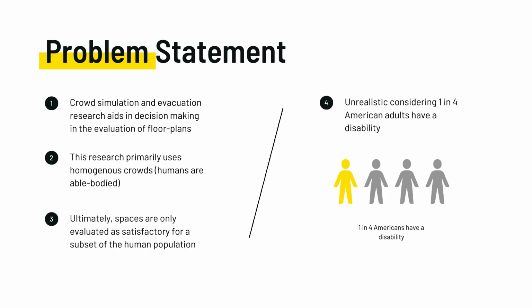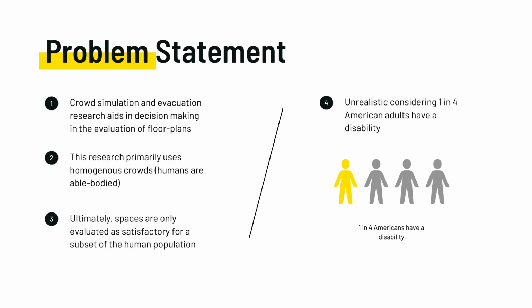So what is the problem? In crowd simulation and evacuation research, it really aids in the decision-making process for evaluation of floor plans. But throughout this research, it's really only focusing on those able-bodied humans who don't have disabilities or handicaps, and it's very generalized. So these spaces are really only evaluated as satisfactory for a subset of the human population, when in reality, 1 in 4 American adults actually have a disability.